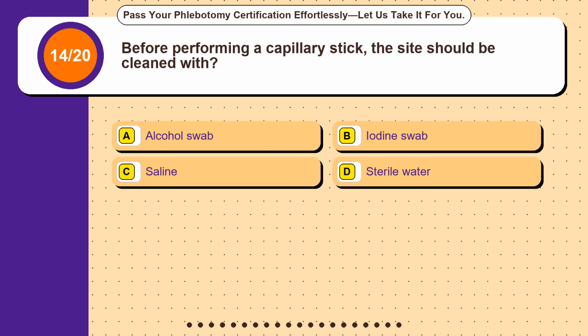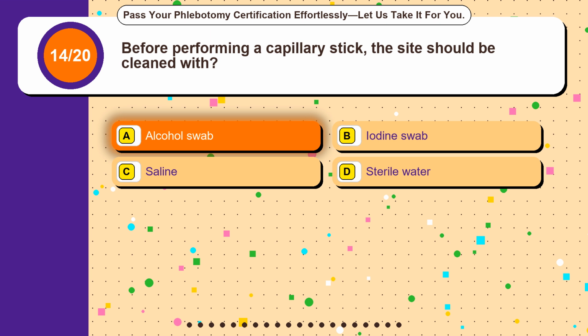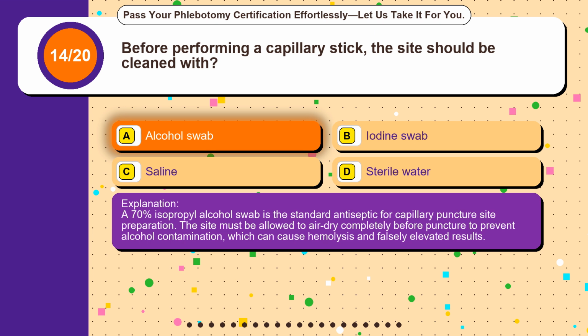Question 14. Before performing a capillary stick, the site should be cleaned with: Option A, alcohol swab. Option B, iodine swab. Option C, saline. Option D, sterile water. The correct answer is option A, alcohol swab. A 70% isopropyl alcohol swab is the standard antiseptic for capillary puncture site preparation. The site must be allowed to air dry completely before puncture to prevent alcohol contamination, which can cause hemolysis and falsely elevated results.